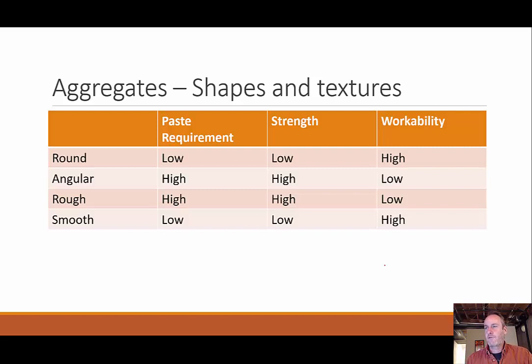So here's an overview of what I just said. If it's round, we have low strength but high workability. Paste requirement just means how much of that cement paste am I going to have. Angular, high strength, low workability. Rough, high strength, low workability. Smooth, low strength, high workability.